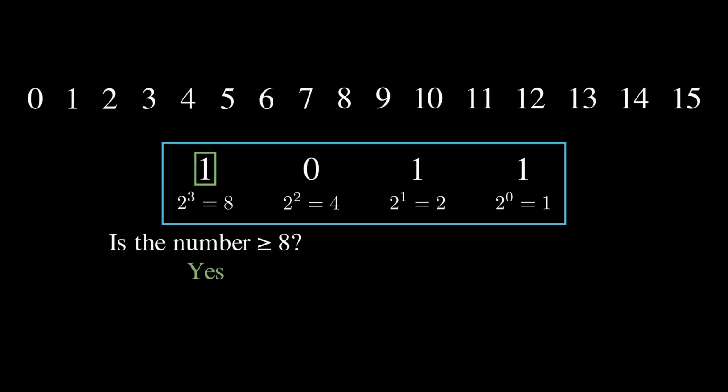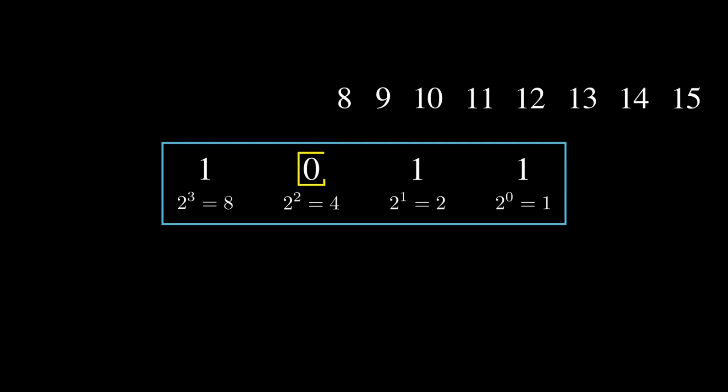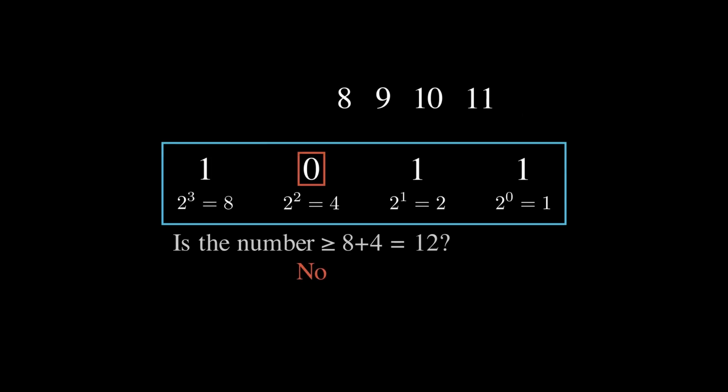And just like the alphabet example, we eliminate half of the possibilities. Next, we are asking, is the number bigger or equal to 8 plus 4? Because we said yes to 8 previously, that's why the 8 remains. Hence, is it bigger or equal to 12? The answer is no, so we eliminate the numbers 12 to 15.